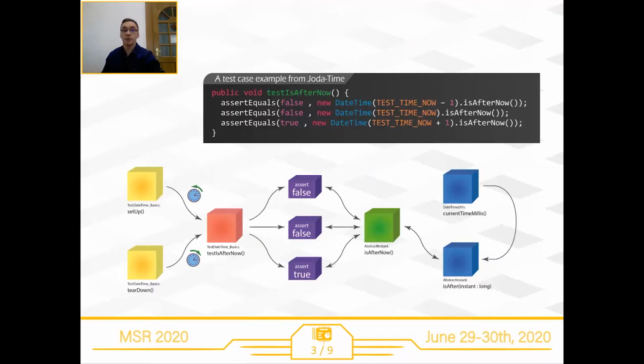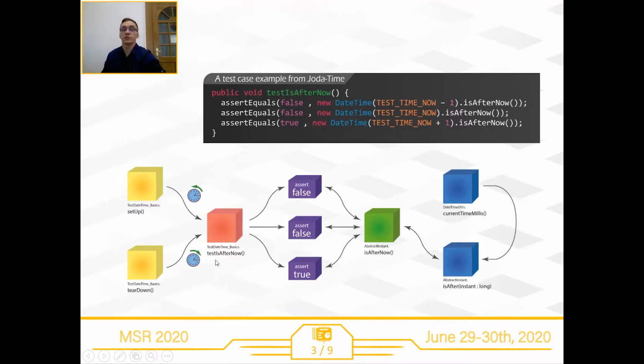Here we can see an example test case from the JODA-time system. It evaluates the isAfterNow method of the system, which tries to determine if a given date and time is after our current date and time. Since our current date and time changes constantly and we would like a test to perform consistently, the system uses these yellow methods here, setUp and tearDown, to set the current date and time back to a specific date and time. These we will call helper methods.